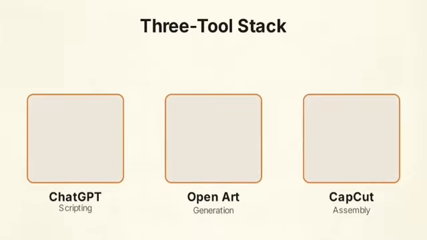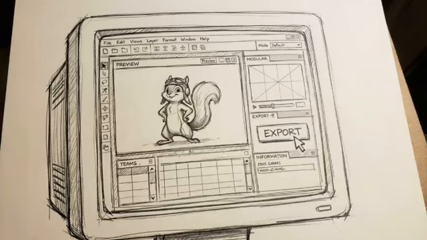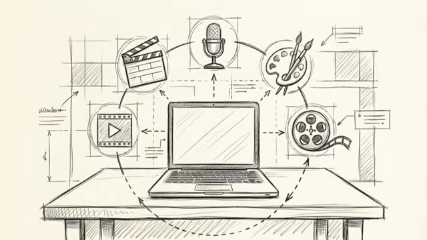We execute this using a 3-tool stack. ChatGPT drafts the script, OpenArt handles all visual and audio generation, and CapCut serves as the final assembly point. Mastering this sequence removes the primary technical barriers to entry. It transforms a single user into a self-contained production unit capable of creating professional short-form content.